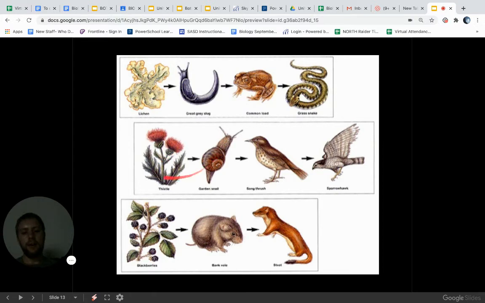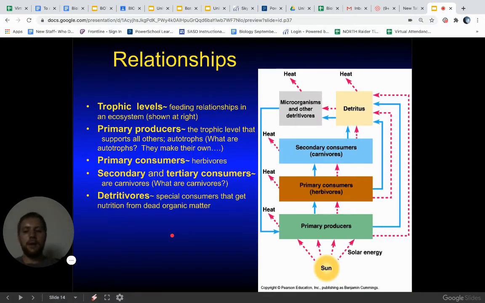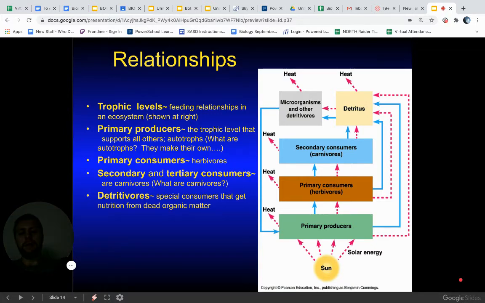In this, the garden snail would eat the thistle, the song thrush would eat the garden snail, sparrowhawk would eat the song thrush, the stoat would eat the bank vole, and the bank vole would eat the blackberries. But in order to have further understanding of food chains, we need to define what we call trophic levels. So the prefix troph means food, or energy, I should say, energy. So these are energy levels that represent feeding relationships in an ecosystem.